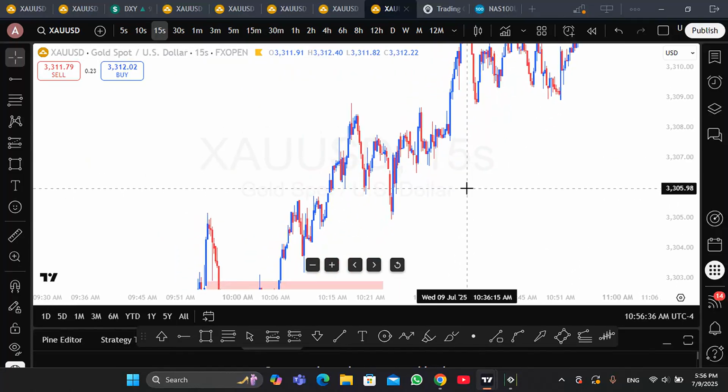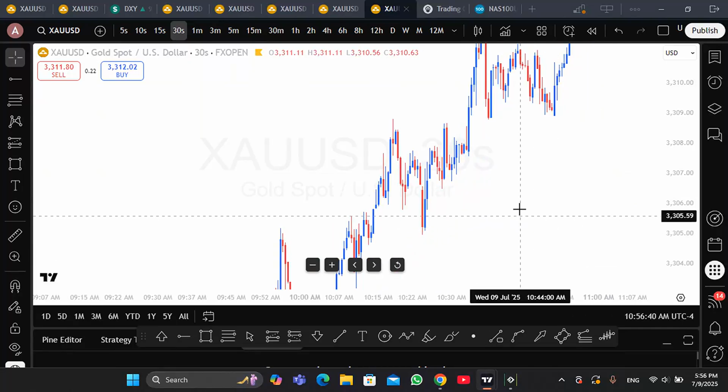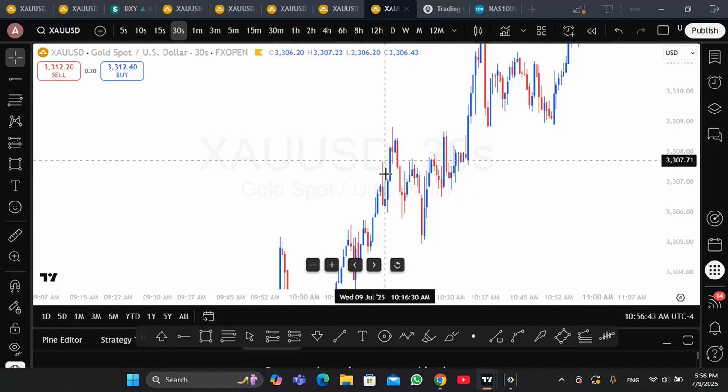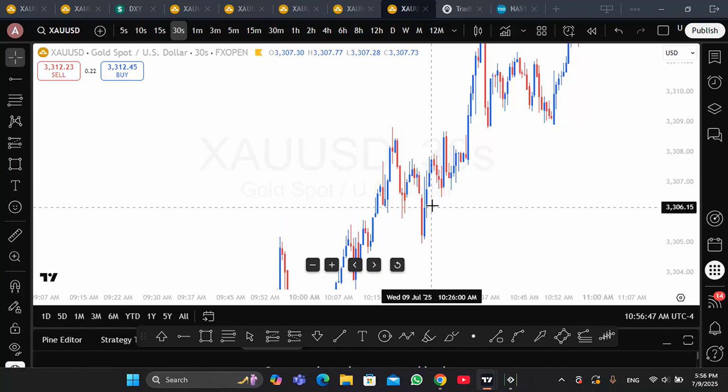This is a very beautiful setting. I will show it to you. I will change the time frame. I will show it to you. This is the price moving up and then moving down, then moving up, then moving down, then moving up.